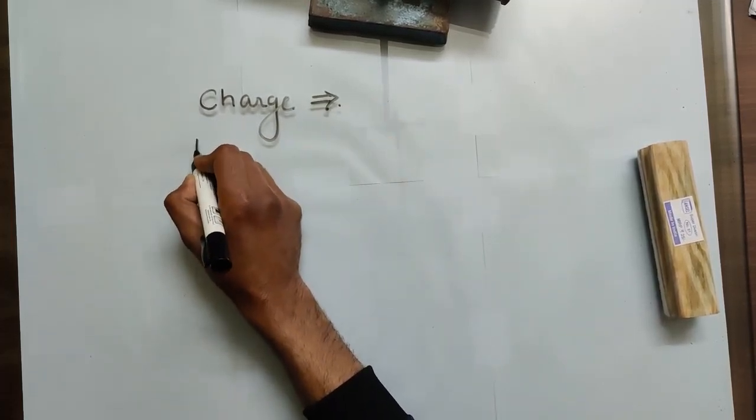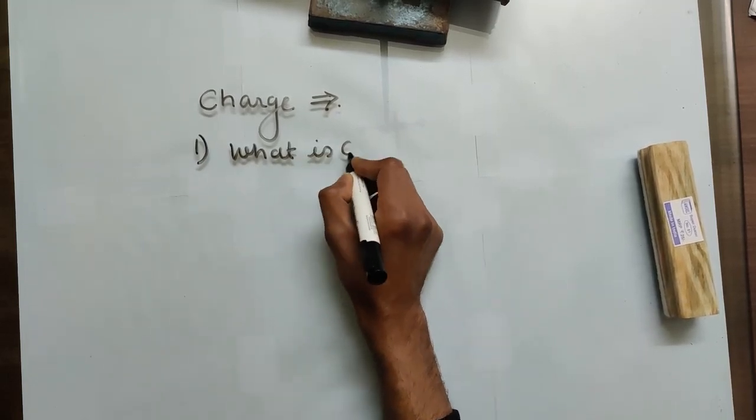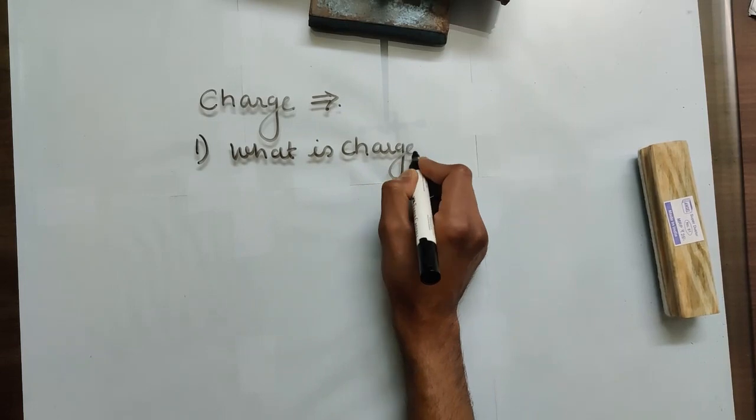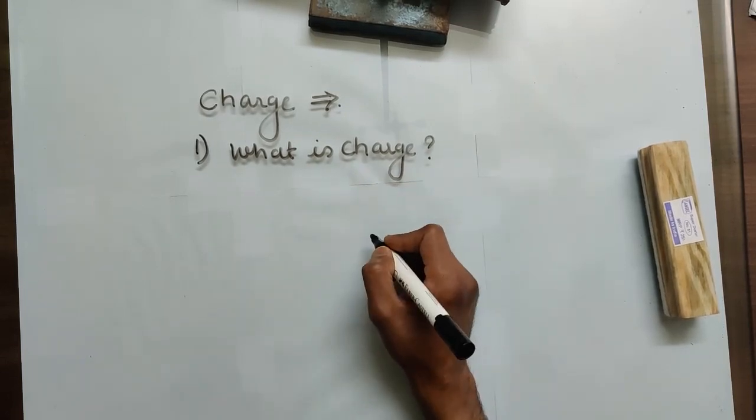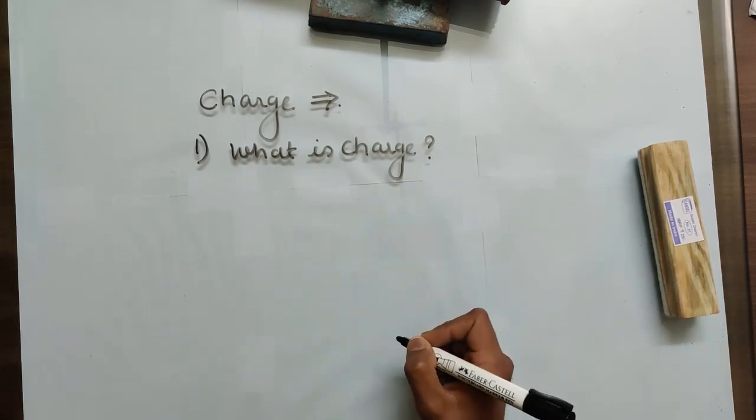First of all, what is charge? According to William Gilbert, charge is something possessed by material objects that makes it possible for them to exert electrical force and to respond to the electrical force.